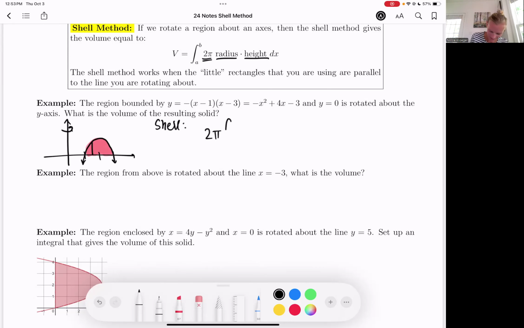But since we think we have a shell method here, this is going to be an integral of 2 pi. My bounds are going to be 1 and 3 because those are my x values on my integral. Now I need the radius and the height. The radius again is the distance from that little line segment over to my axis of rotation. So this is going to be x to 0. So my radius is going to be x minus 0, which you could just write as x. My height is the height of that little line segment, which is just going to be my function here.